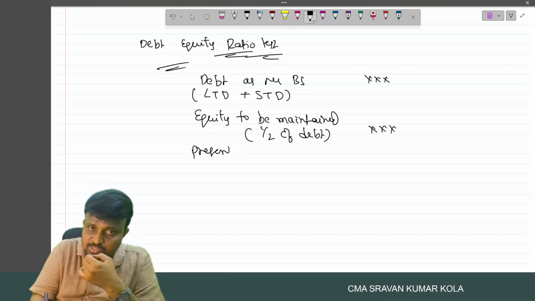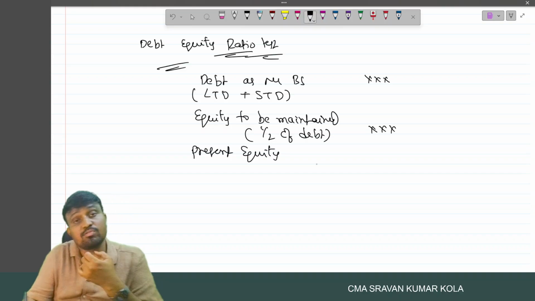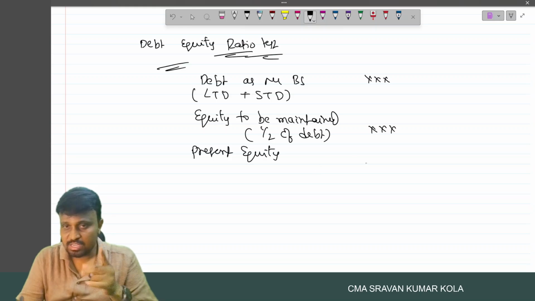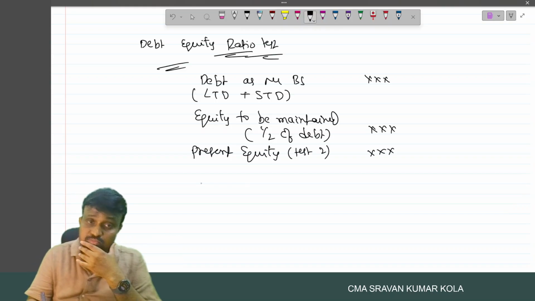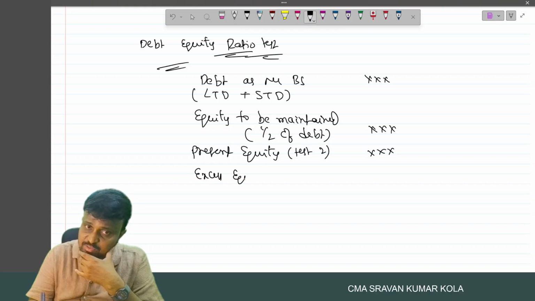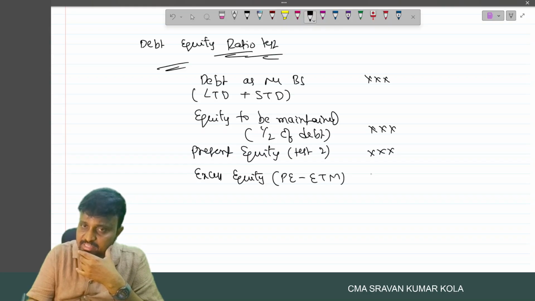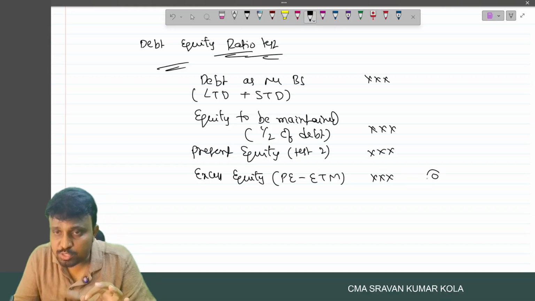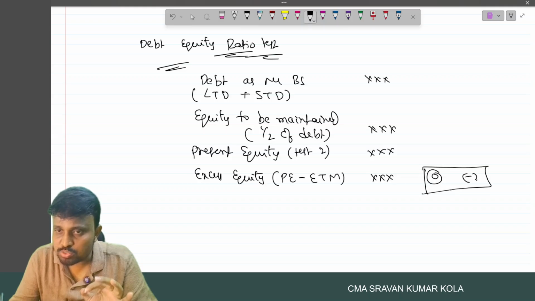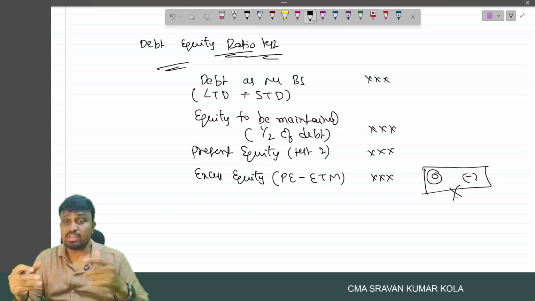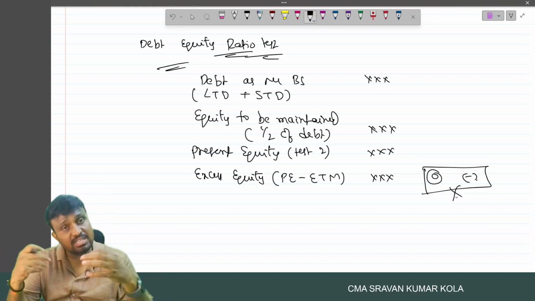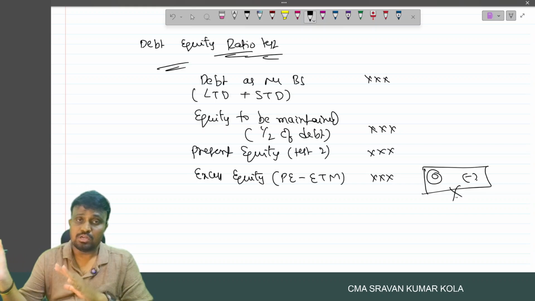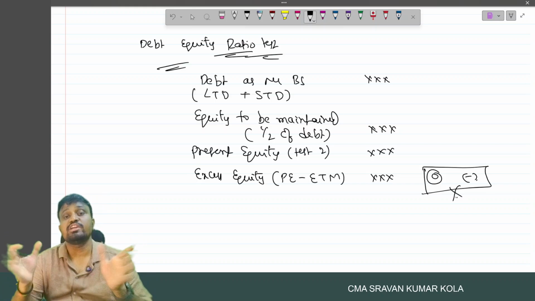And what is the present equity? Already we calculated the equity in the resource test, so consider the same directly. So we take it from test 2. And what is the excess equity we have? Excess equity means present equity minus equity to be maintained. For example, if it becomes 0 or negative, in these two cases buyback is not allowed. Because if it is 0, there is no excess equity to buy back. If it is negative, even the present equity is not permissible for the buyback. Only if it is positive, we can do the buyback.